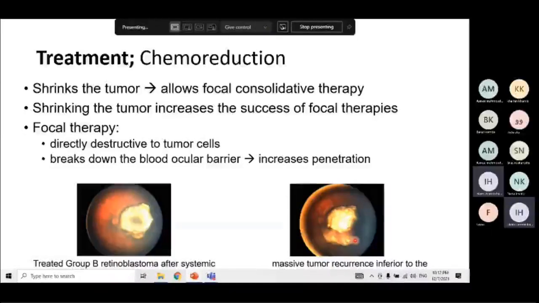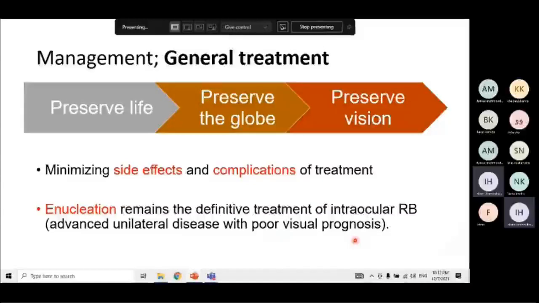repeating the treatment. So the general principles of the treatment: we want to preserve the life of the child, we want to preserve the globe, and the new thing, we want to preserve the vision while minimizing the side effects and the complications of the treatment. Enucleation is the definitive treatment, but it will entail loss of the vision and loss of the globe. We do it in advanced unilateral cases.